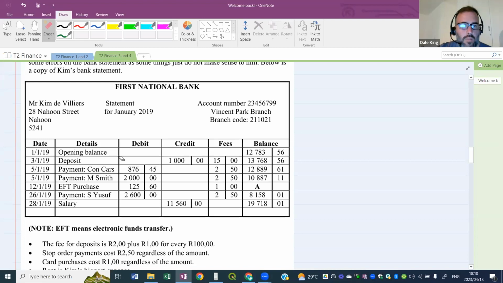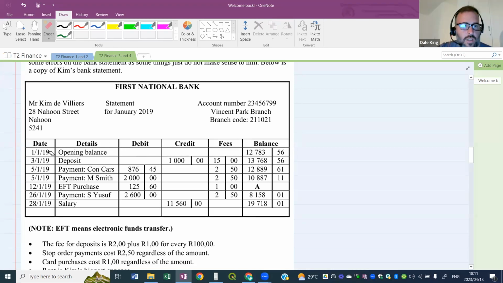We've got an opening balance here, which is the starting balance at the beginning of the month. This opening balance is exactly the same as the closing balance of the previous month. So the previous month's statement closed with this value, 12,783 and 56 cents. And this month will open with this value, 12,783 and 56 cents.